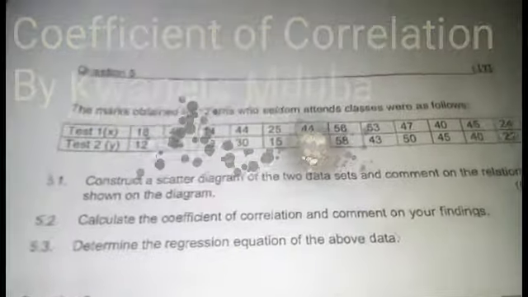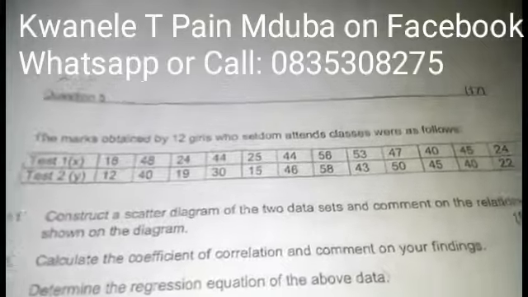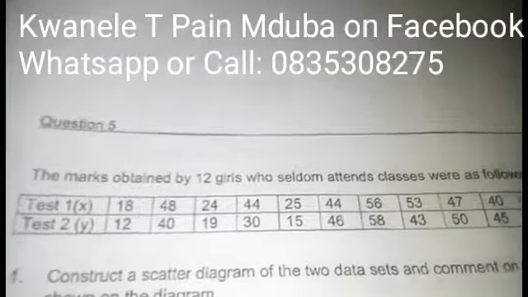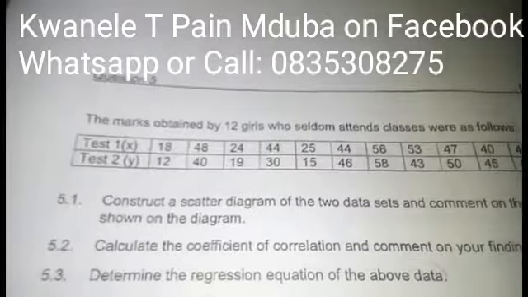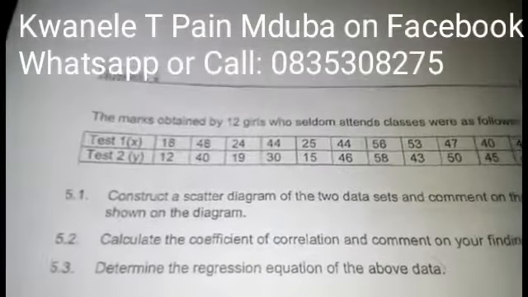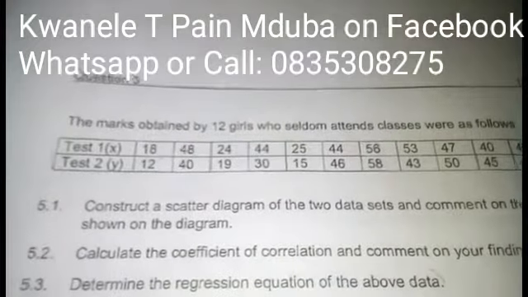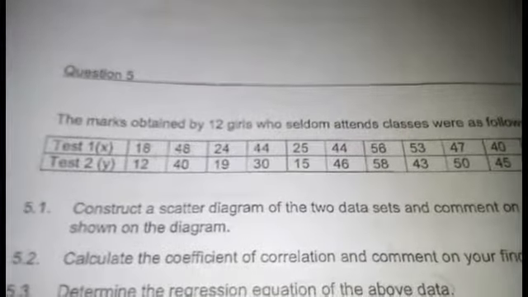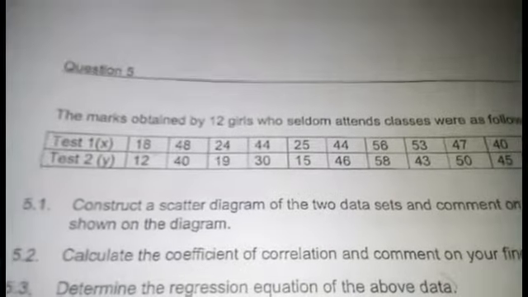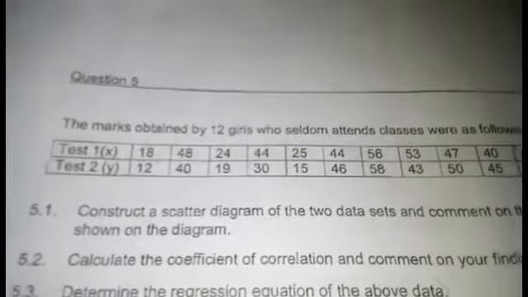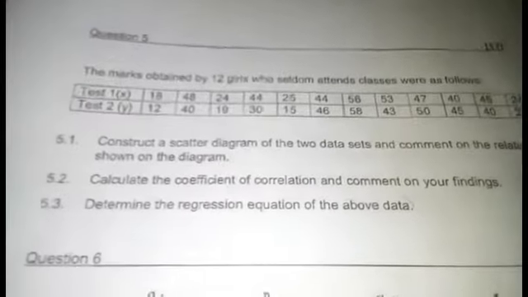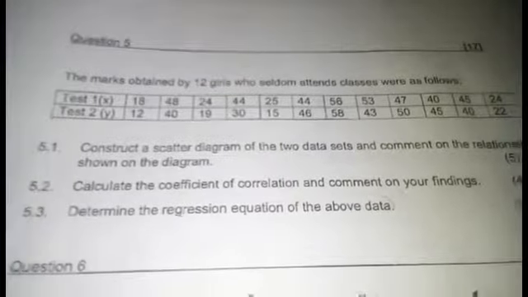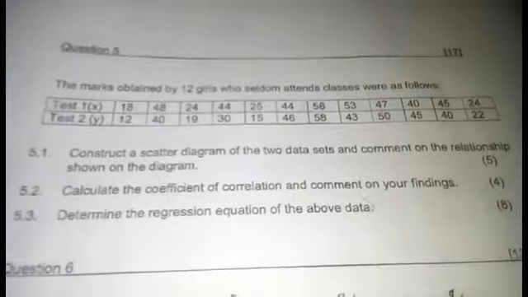There's a table on question 5. The marks obtained by 12 girls who seldom attend classes were as follows: Test 1 and Test 2. Test 1 is indicated by X, which is the independent variable, and Test 2 by Y, which is the dependent variable. Now, 5.2. Calculate the coefficient of correlation and comment on your findings.